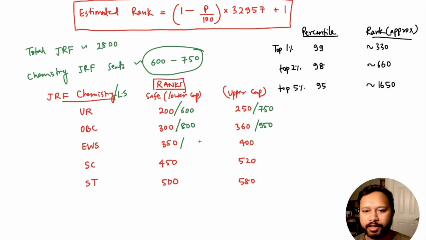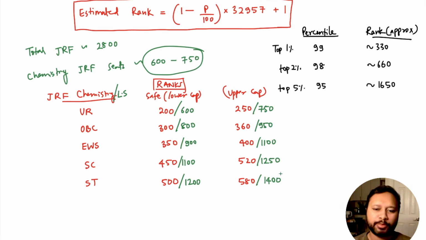For the EWS category, it is 900 to 1100. For the SC category, it is 1100 to 1250. For ST candidates, it is 1200 to 1400. If your rank is better than this, you can consider yourself as LS qualified. So the green color over here shows the LS safe score and upper cap.